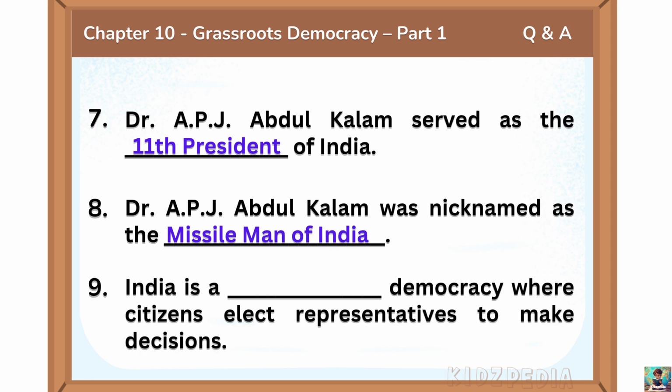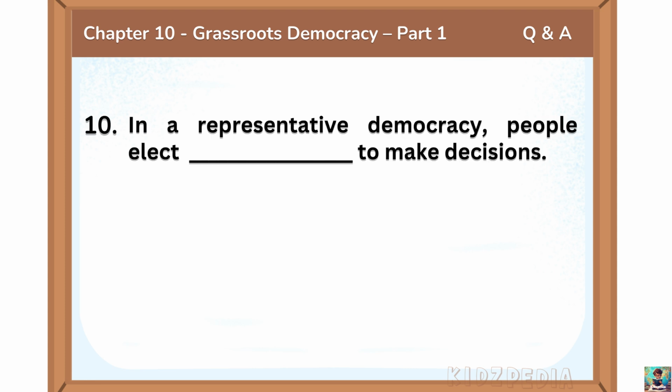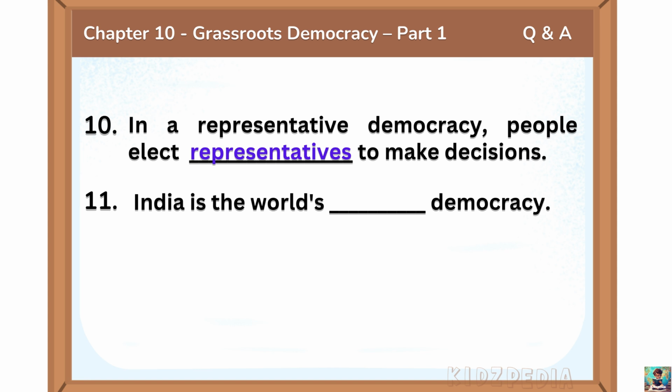India is a dash democracy where citizens elect representatives to make decisions. India is a representative democracy. In a representative democracy, people elect dash to make decisions. People elect representatives to make decisions. India is the world's dash democracy. India is the world's largest democracy.